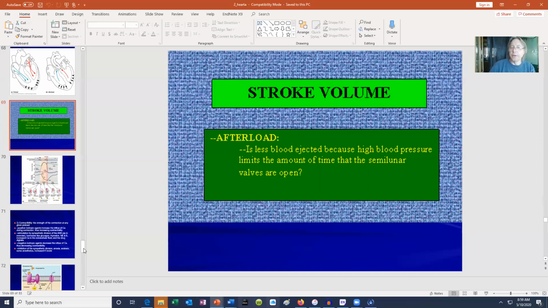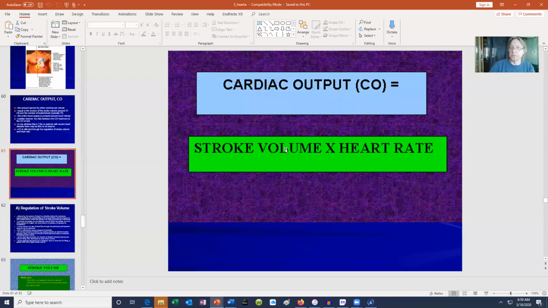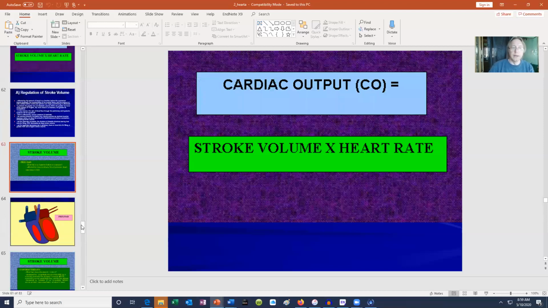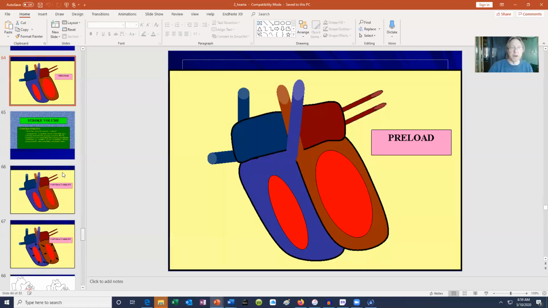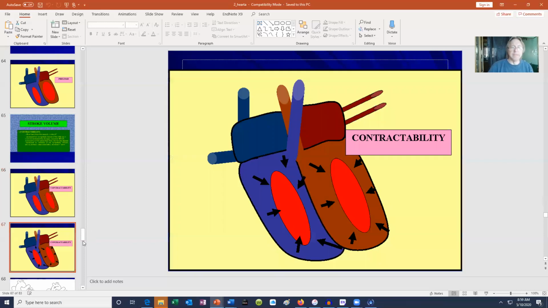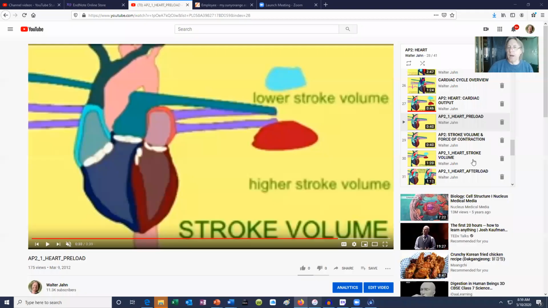The third and final thing which affects stroke volume, so once again, cardiac output is controlled by two variables, stroke volume and heart rate. And then stroke volume can be controlled through three things. Preload, how full the chamber is before it starts to contract. Contractibility, how hard the muscle squeezes. And then finally, something known as afterload.